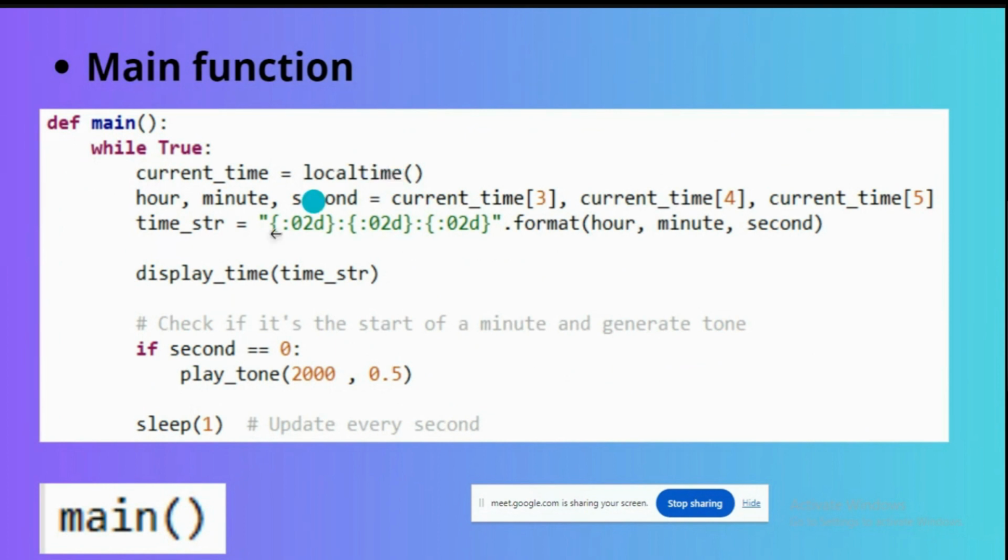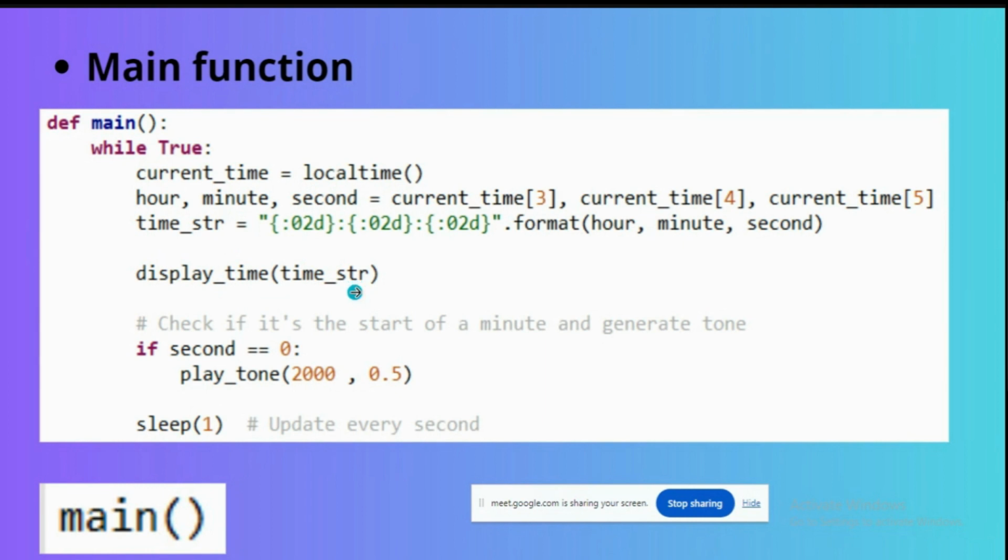And here we have that time str thing that we used in our display time function. So time str means this one. That is, time str means the format of the function, the hour, minute, second format. And then we call display time with time str. This is the function we defined earlier, and we are calling it here.